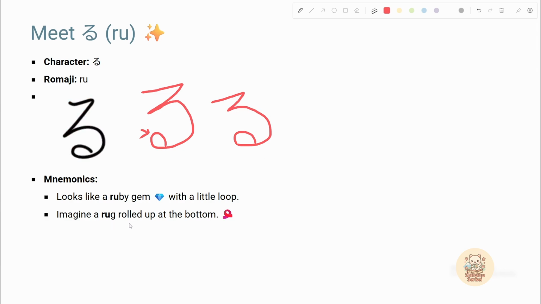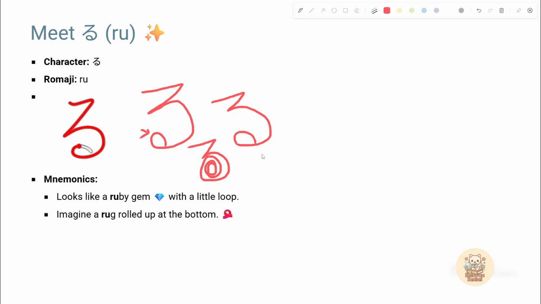Next one is, imagine a rug rolled up at the bottom. In our house we all have rugs, carpets. So if you imagine or if you can visualize the scene where the rug is rolled up, it looks somewhat like this. So that's how.